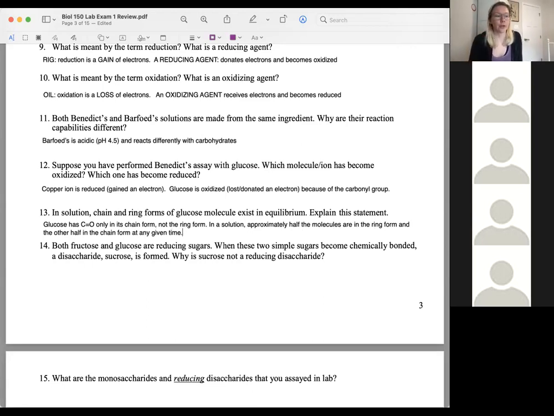So when they're in a solution, they will just kind of spontaneously switch.